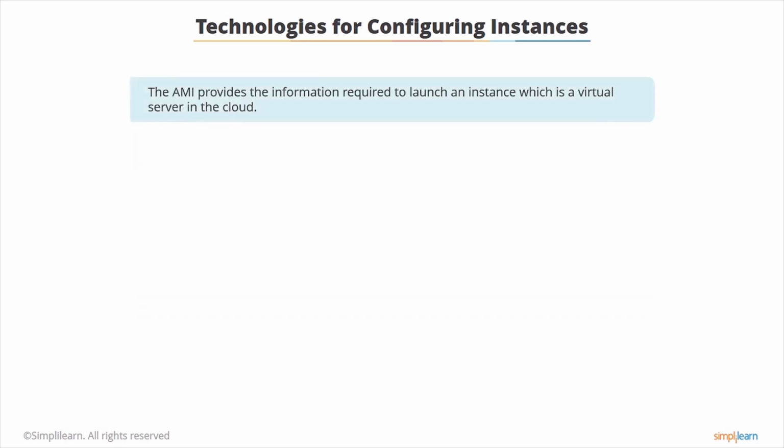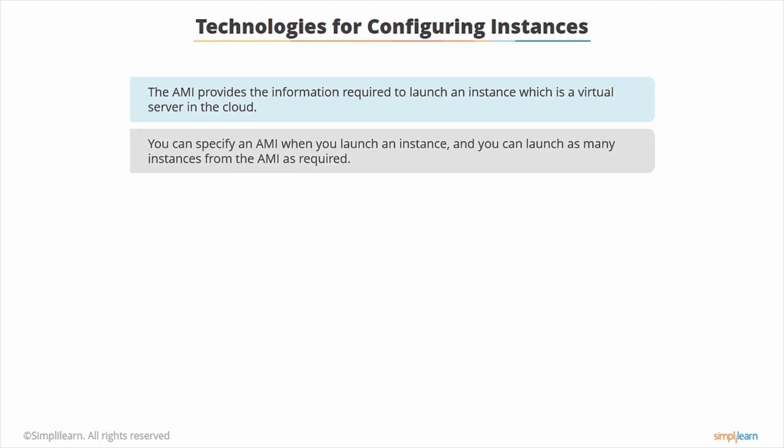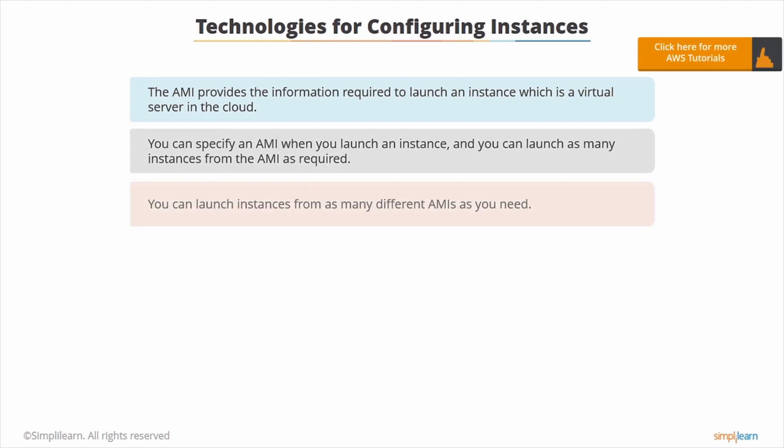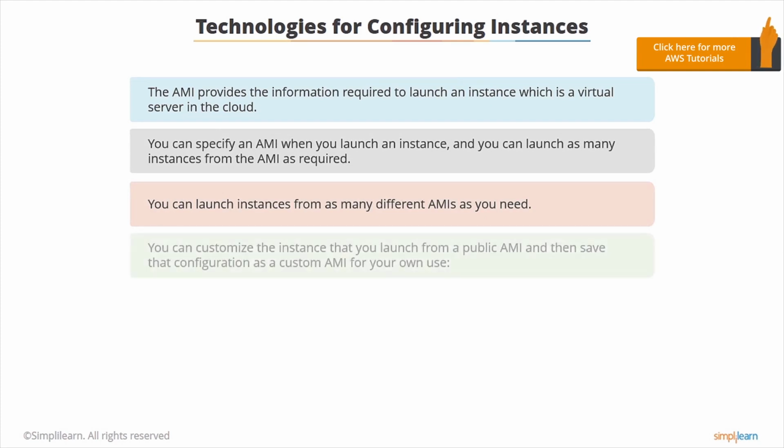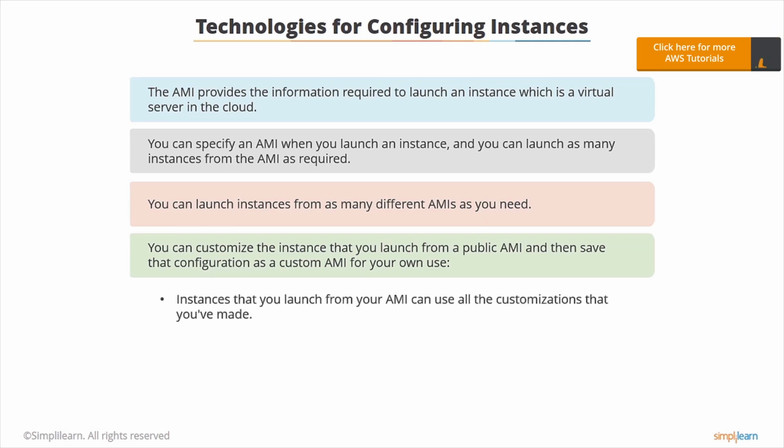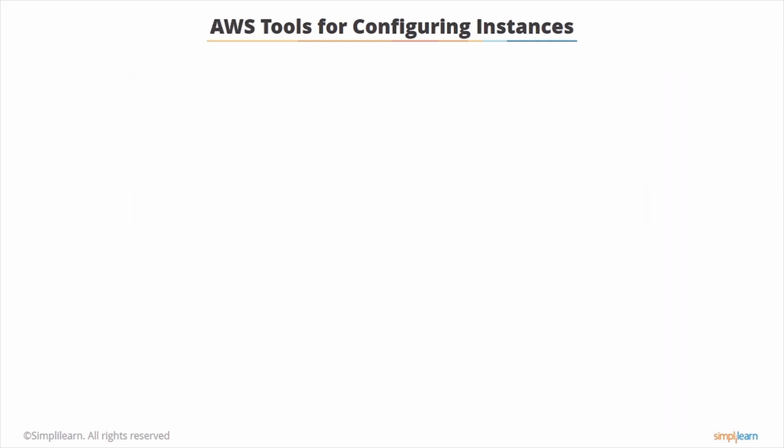The AMI provides the information required to launch an instance, which is a virtual server in the cloud. You can specify an AMI when you launch an instance, and you can launch as many instances from the AMI as you need. You can customize the instance that you launch from a public AMI and then save that configuration as a custom AMI for your own use. Instances that you launch from your AMI can use all the customizations that you've made.